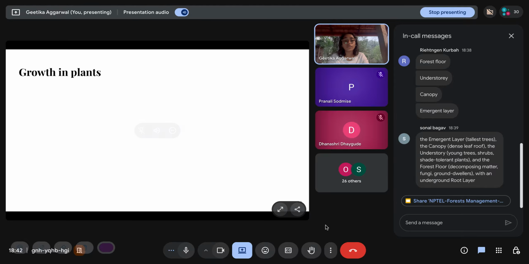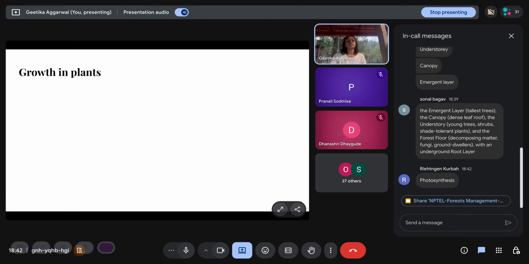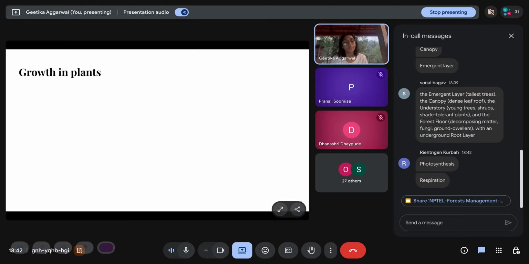Then in the lectures we talk about growth in plants. So can you tell me two major phenomena or two major processes that are important for understanding the growth of plants? What are two major phenomena that happen almost all of the time in plants, and how are they related to the growth of plants? Photosynthesis, yes, and respiration. Yeah.